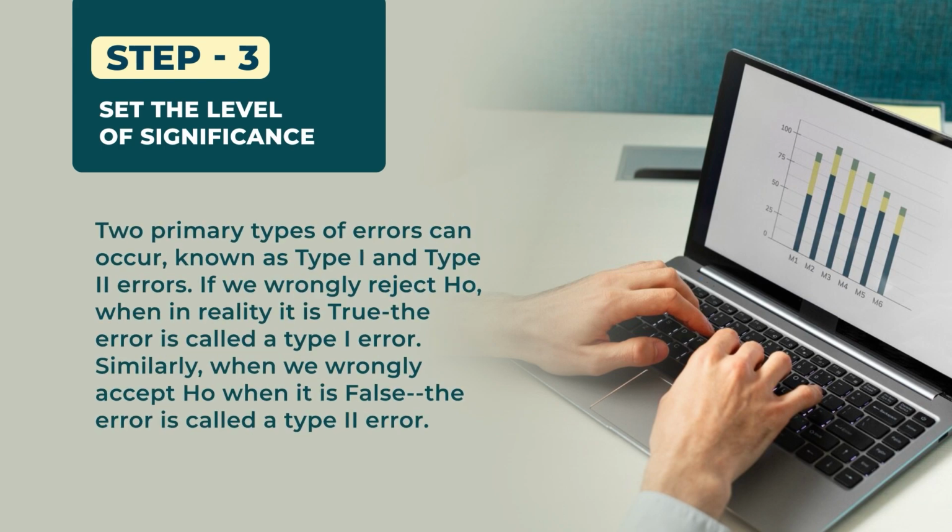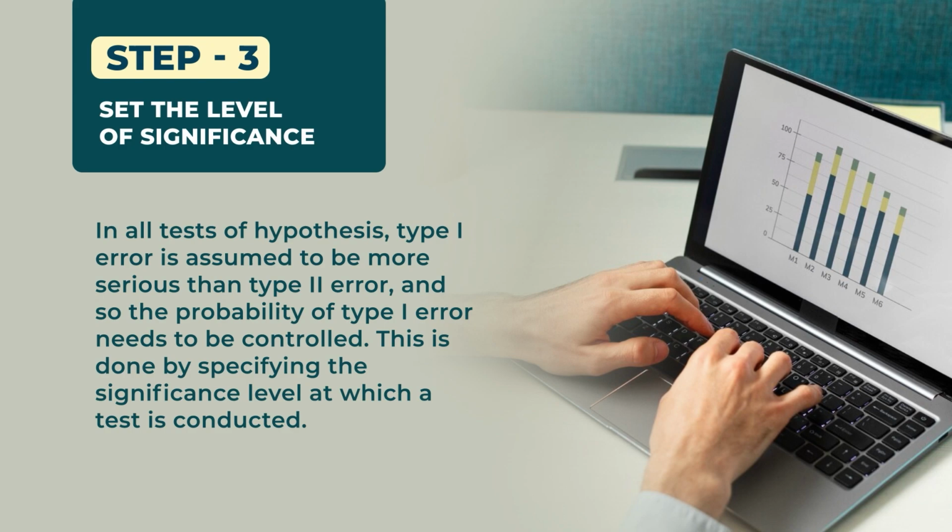Two primary types of errors can occur, known as type 1 and type 2 errors. If we wrongly reject the null hypothesis when in reality it is true, the error is called a type 1 error. Similarly, when we wrongly accept the null hypothesis when it is false, the error is called a type 2 error. In all tests of hypothesis, type 1 error is assumed to be more serious than type 2 error, and so the probability of type 1 error needs to be controlled.